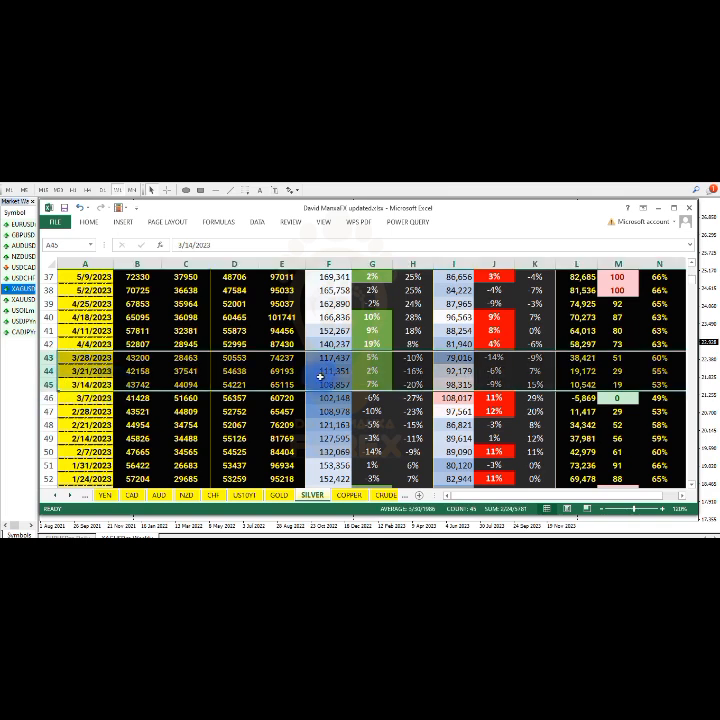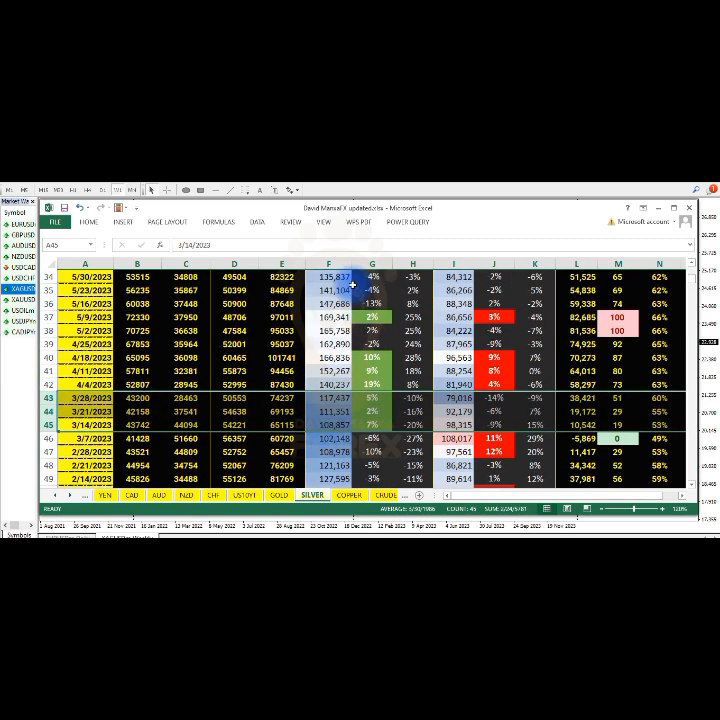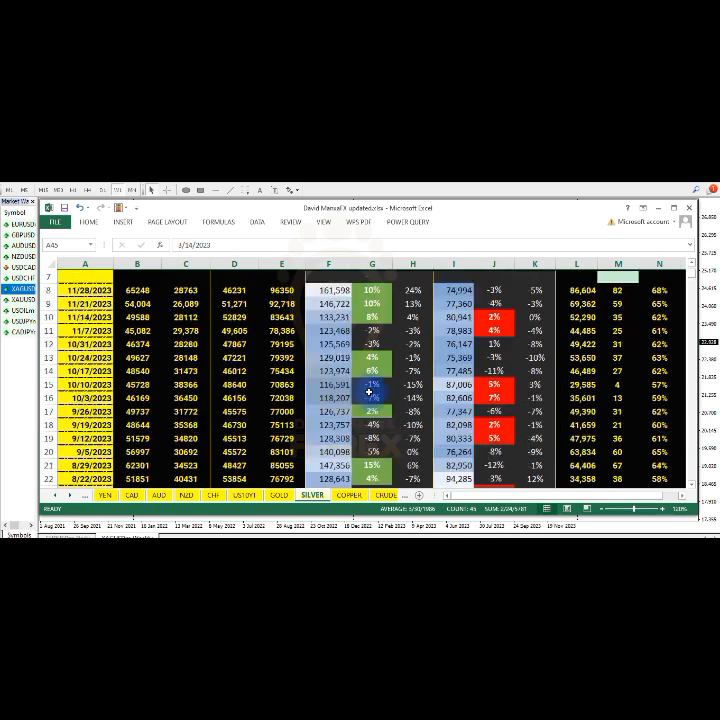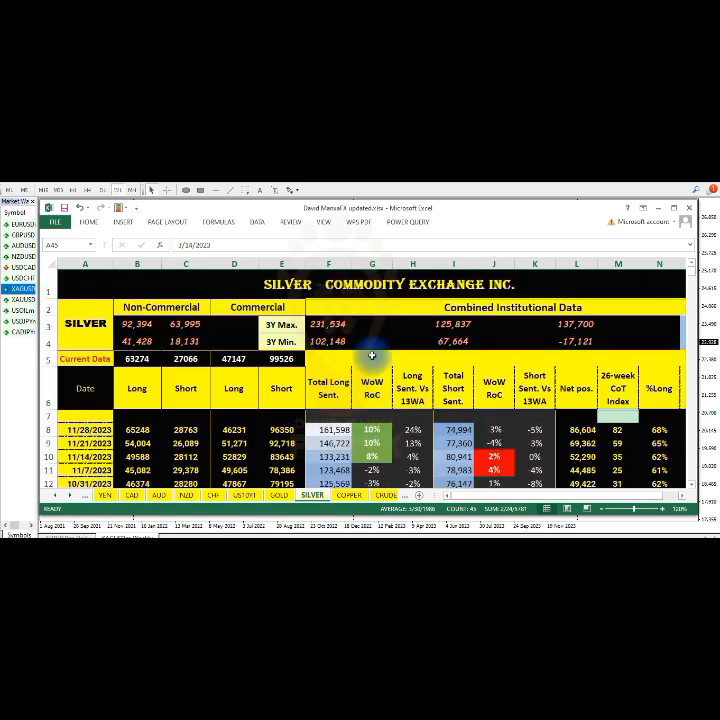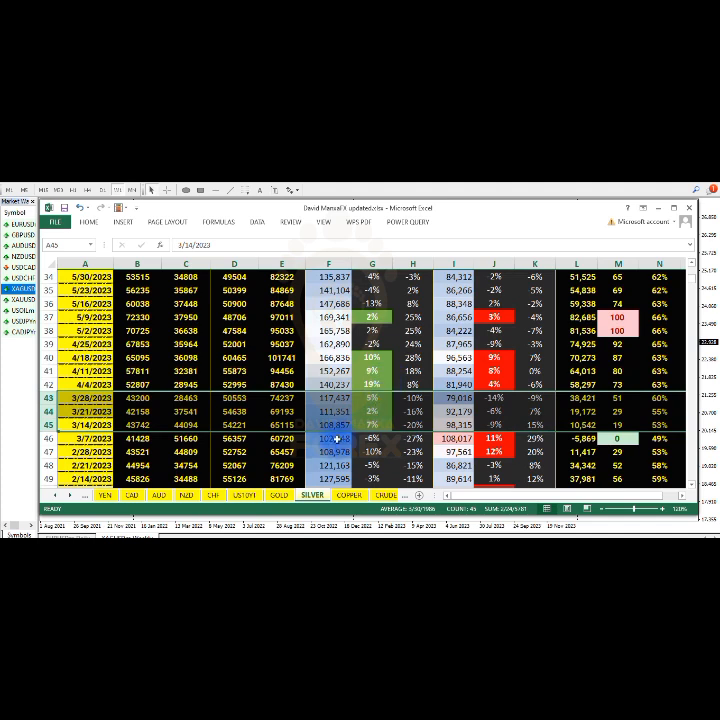Okay, now when you look at the numbers for silver right here, paying attention to this column, paying attention to the week-on-week rate of change for the longs, we can see that they were adding long positions, right? So they started accumulating long positions. You see that right here.